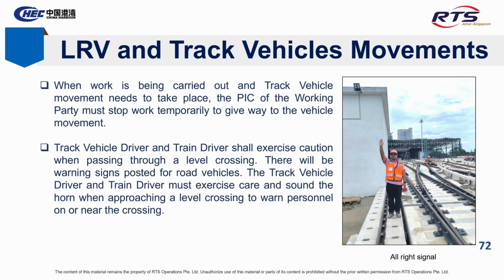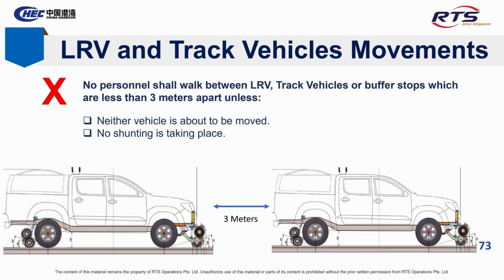Slide 72. LRV and track vehicles movements. When track vehicles move, all work must pause. The PIC ensures safe clearance. The drivers must be cautious at level crossings, use horns, and follow all safety signs to alert road users and nearby personnel. Slide 73. LRV and track vehicles movements.